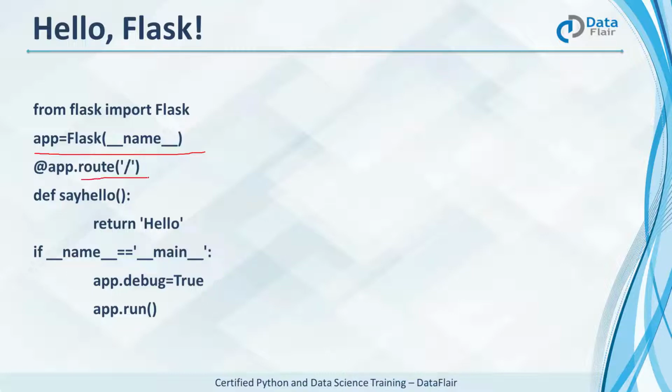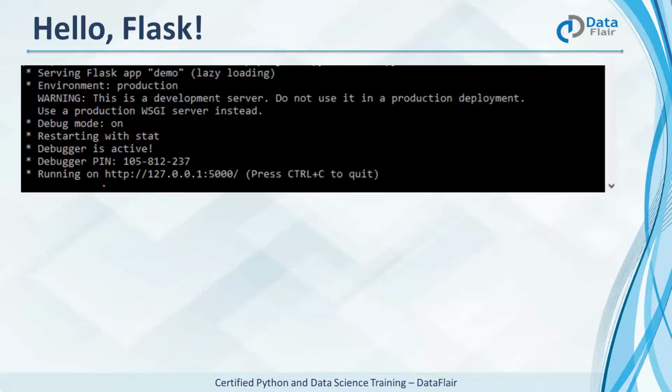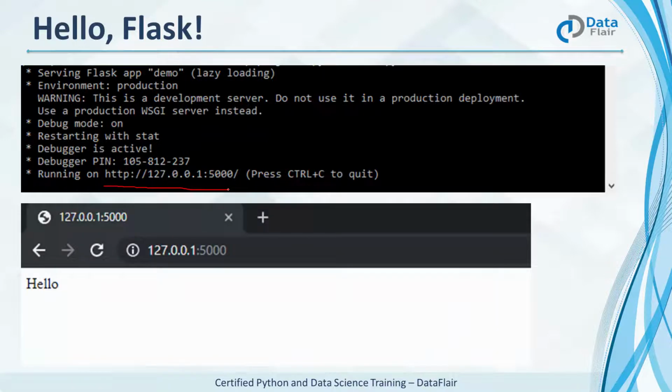The route method is a decorator that registers a view function for a given URL rule. We apply this to the sayHello function. run runs the application on a local development server. Then we execute this file demo.py. From the output, we take the address and get to where it takes us in the browser. We get something like this. Hello. We'll see more on this in the practice session.